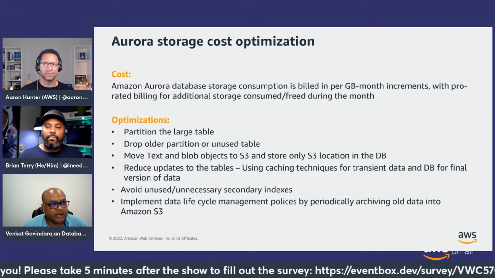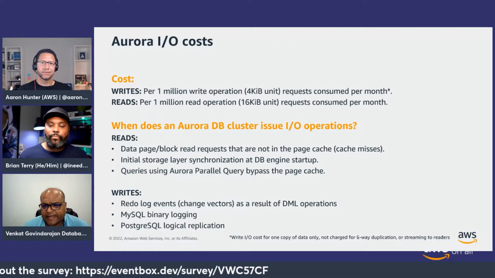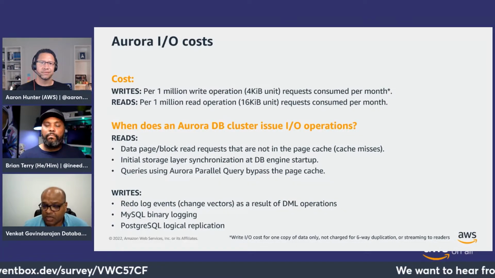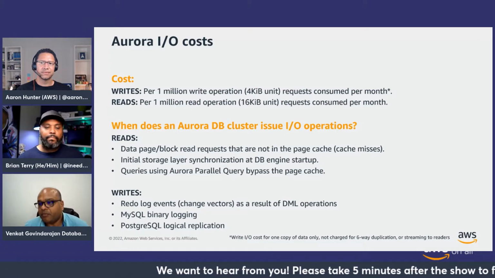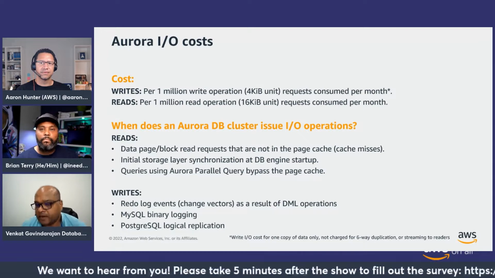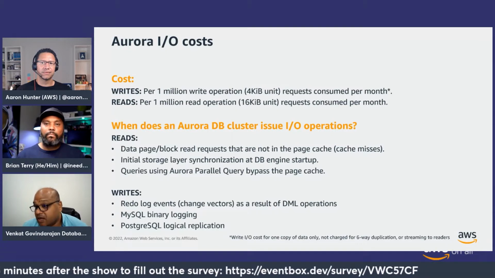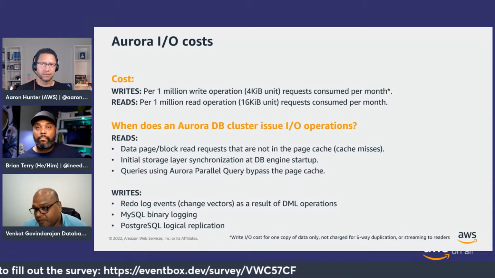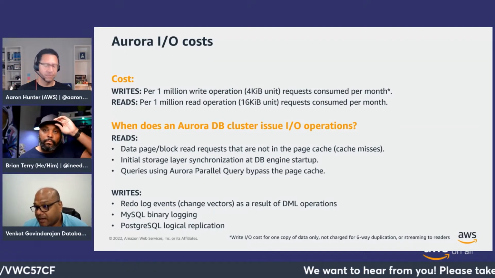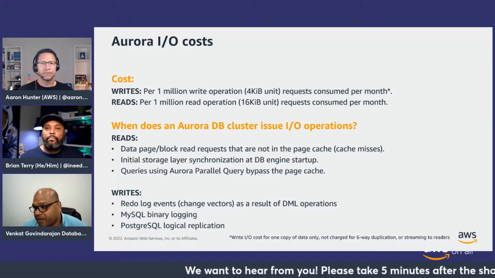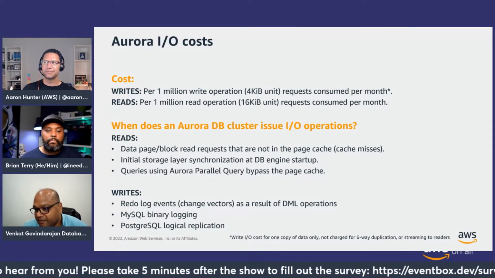Moving on to the next one, the IO cost. We have writes and reads, and these two components combine into your IO. The quantum of reads and writes is different for how we get billed. For example, writes get charged per 1 million write requests of 4 kilobytes each per month, and reads are charged per 1 million read operations of 16 kilobyte units consumed per month. That's how the costs have been developed.